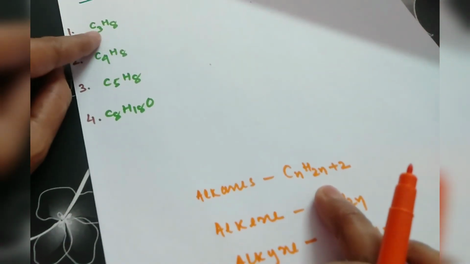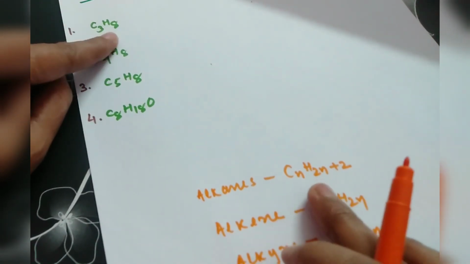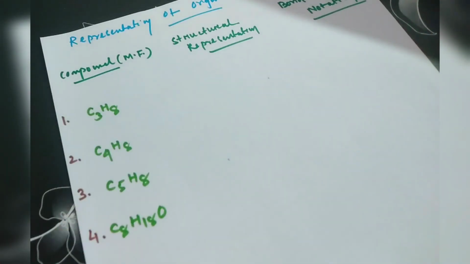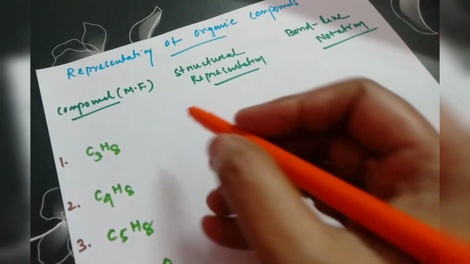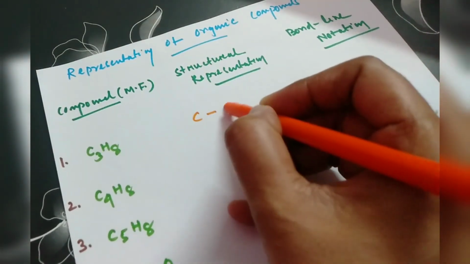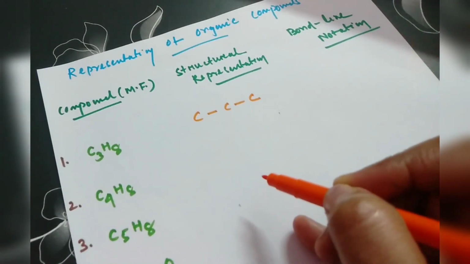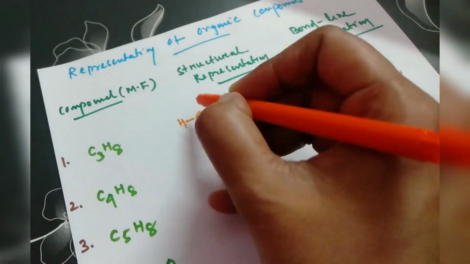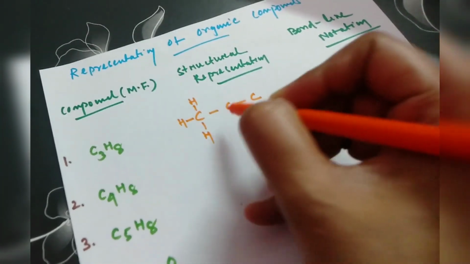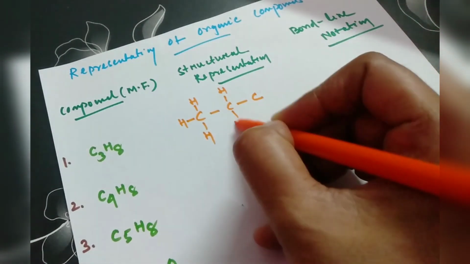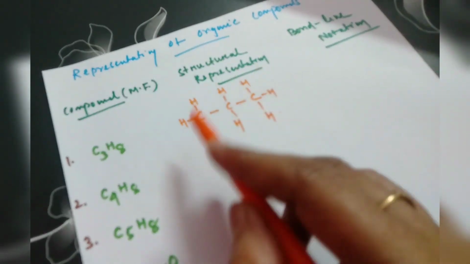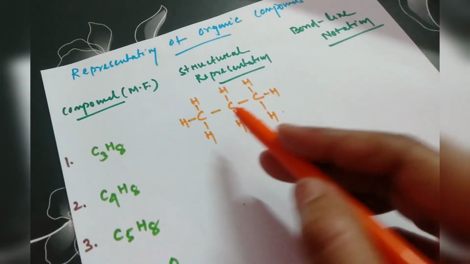It satisfies the general formula of alkane, C3H8: 3 times 2 is 6, plus 2 is 8. So C3H8 is a saturated hydrocarbon, an alkane having carbon number 3. How can you represent it structurally? It is 3 carbon atoms, so first of all, write the 3 carbons as a skeleton. And how many hydrogens are there? Satisfy the hydrogens. See here, 1 2 3, here 1 2, here 1 2 3. So this is the structural representation of C3H8.